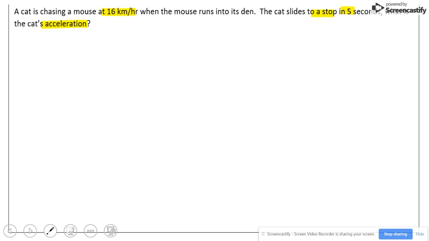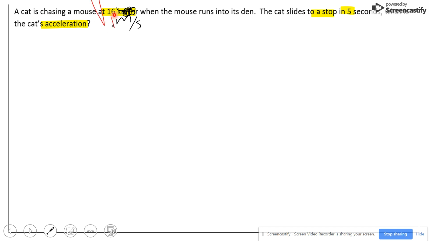When the mouse runs into its den, the cat slides to a stop in 5 seconds. So what is the cat's acceleration? I have already highlighted all of the variables for this. So our 16 kilometers an hour, we're going to change into meters per second so that our seconds here match our seconds over here. So that is going to be our initial velocity.